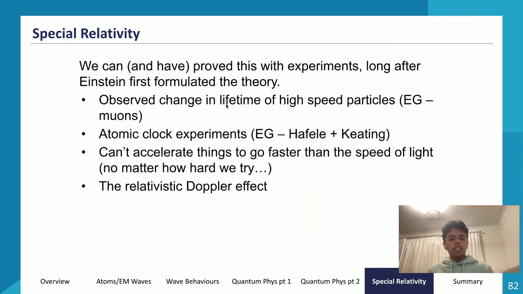Some more information is that we have proved, using experiments long after Einstein first formulated the theory, that special relativity does exist. A couple of things: we've observed the change in lifetime of high-speed particles like muons. We've also done atomic clock experiments where we've flown clocks around the Earth at different speeds to show that time would be dilated on some of the clocks. That is an experimental observation of time dilation. We also have the fact that we can't accelerate things to go faster than the speed of light, no matter how hard we try, and we'll go through this a bit later. We also have the relativistic Doppler effect.